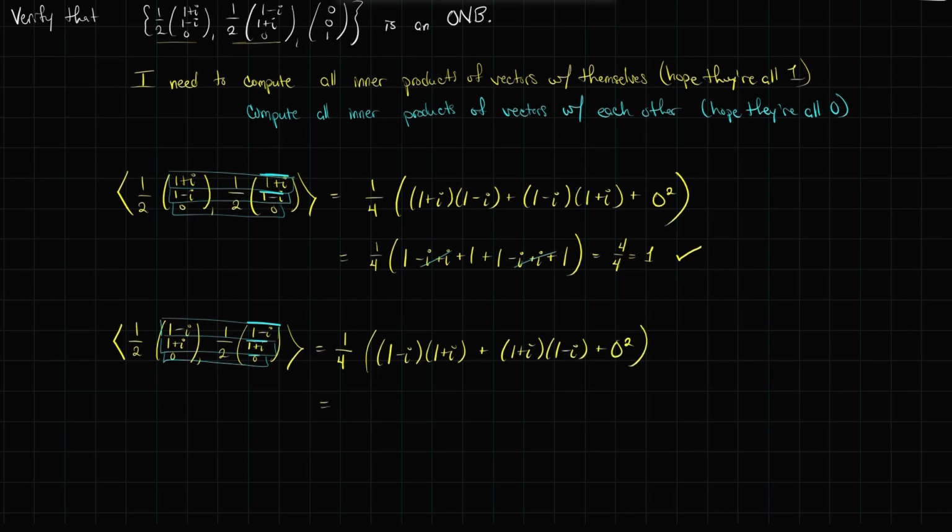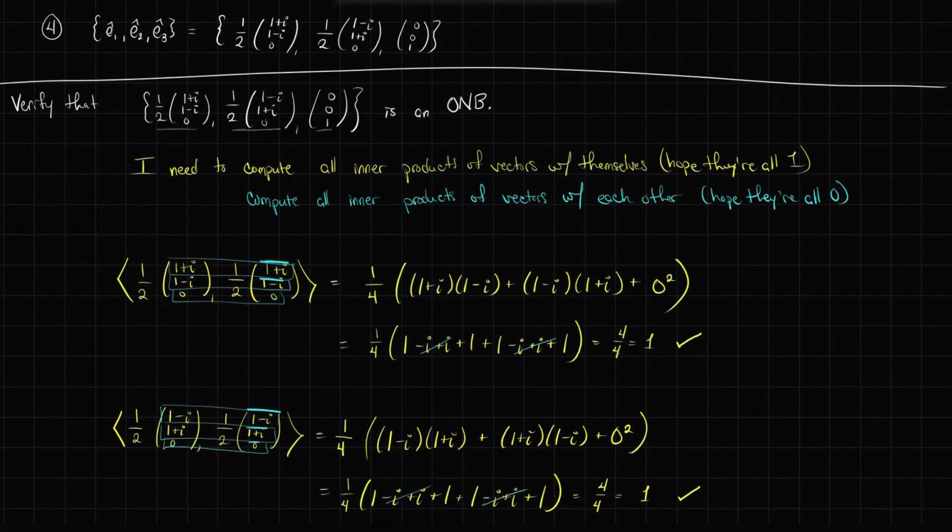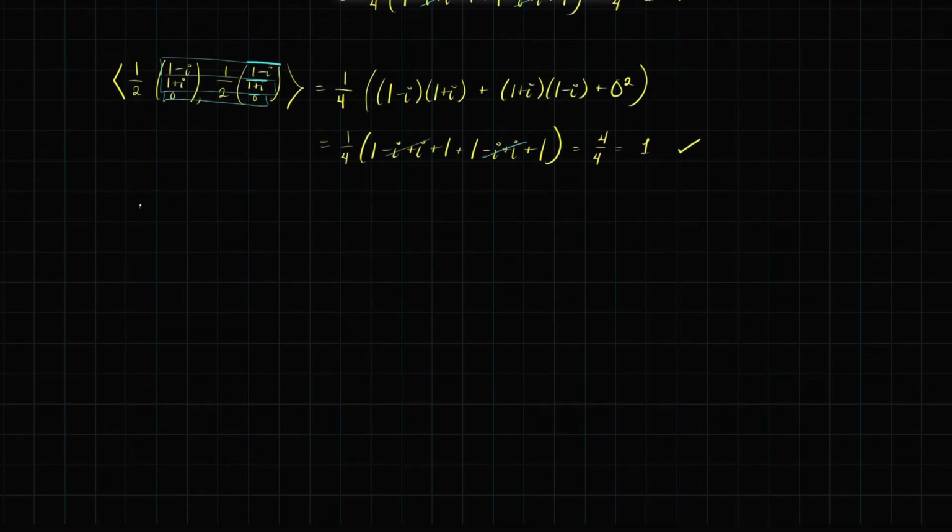Foiling, just as before, I have 1 minus i plus i minus i squared, which is plus 1. I have 1 minus i plus i minus i squared, which is plus 1. And just as before, the minus i's cancel, and I have 4 copies of 1. 4 over 4, which equals 1. Verified. The last case, (0, 0, 1), is incredibly straightforward, but I'll write it out anyway. (0, 0, 1) against (0, 0, 1) is going to be read off horizontally as 0 times 0, 0 times 0, and 1 times 1, which does in fact equal 1.